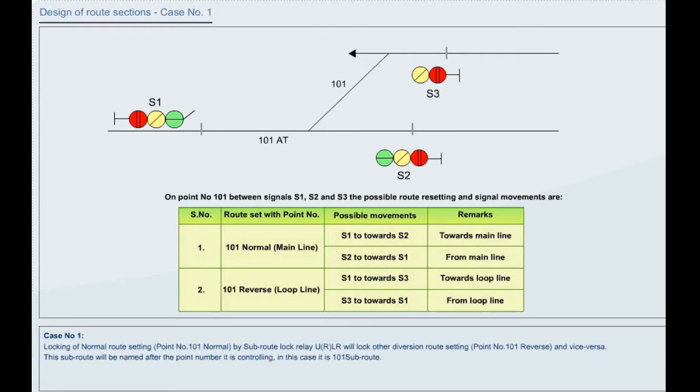Locking of normal route setting for point number 101 normal by the subroute lock relay URLR will lock the other diversion route setting for point number 101 reverse, and vice versa. This subroute will be named after the point number it is controlling. In this case, it is 101 subroute.